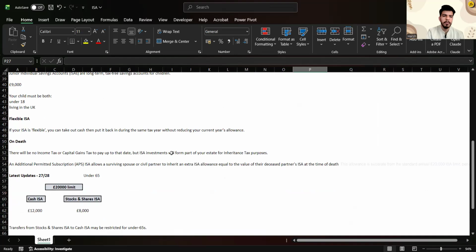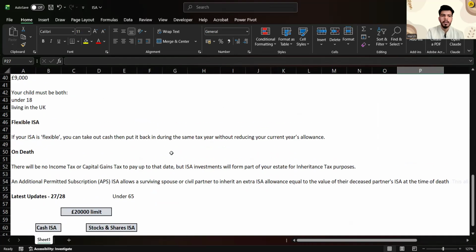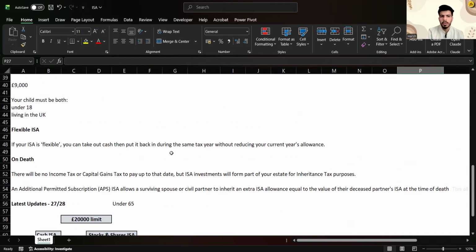Okay. Next thing is flexible ISA. If your ISA is flexible, there are different types of ISA depending on where you invest. So if you have an ISA which is flexible, you can take out the cash and then put it back during the same year without reducing your current year's allowance. So let's say you invested £10,000.